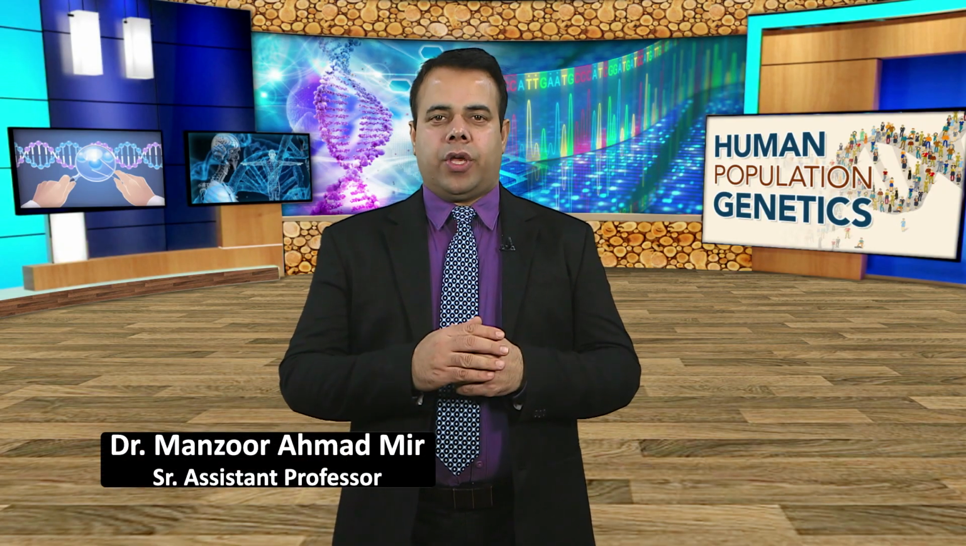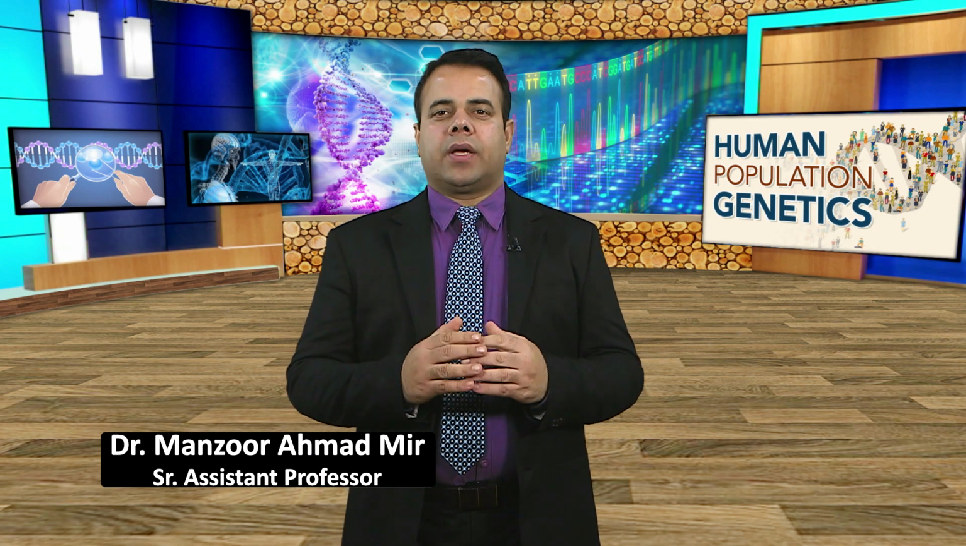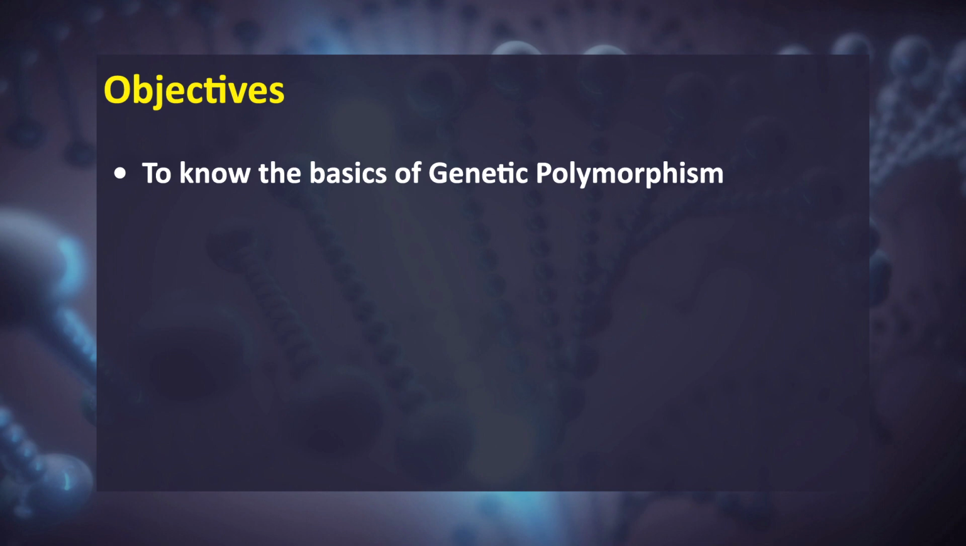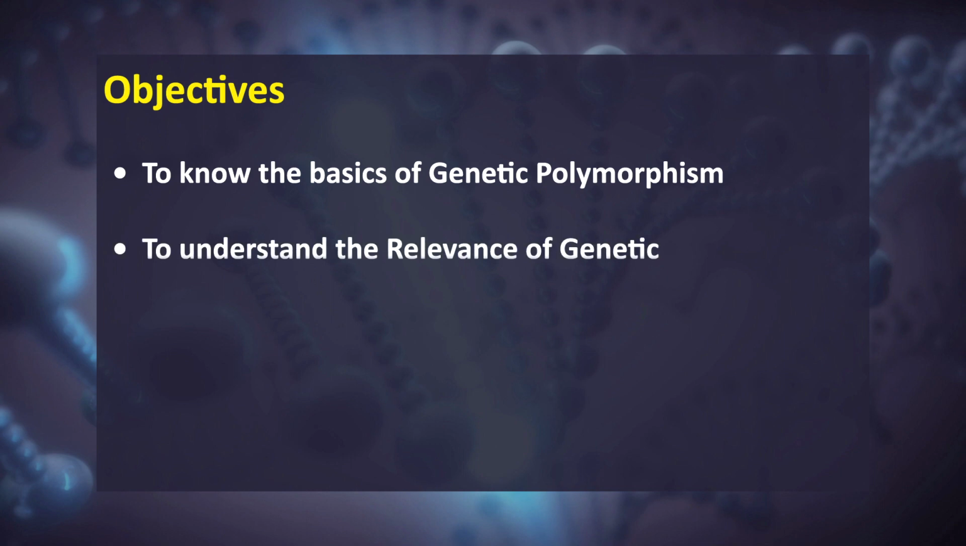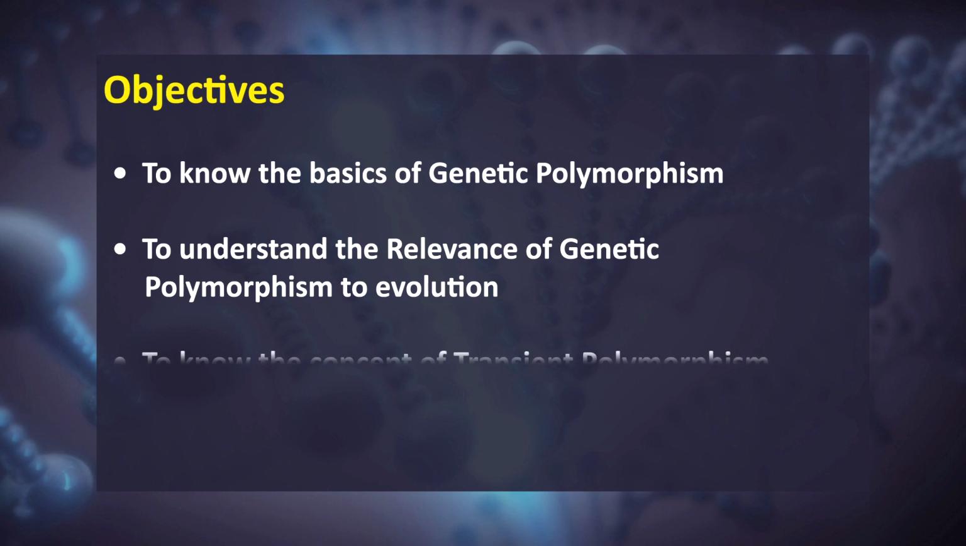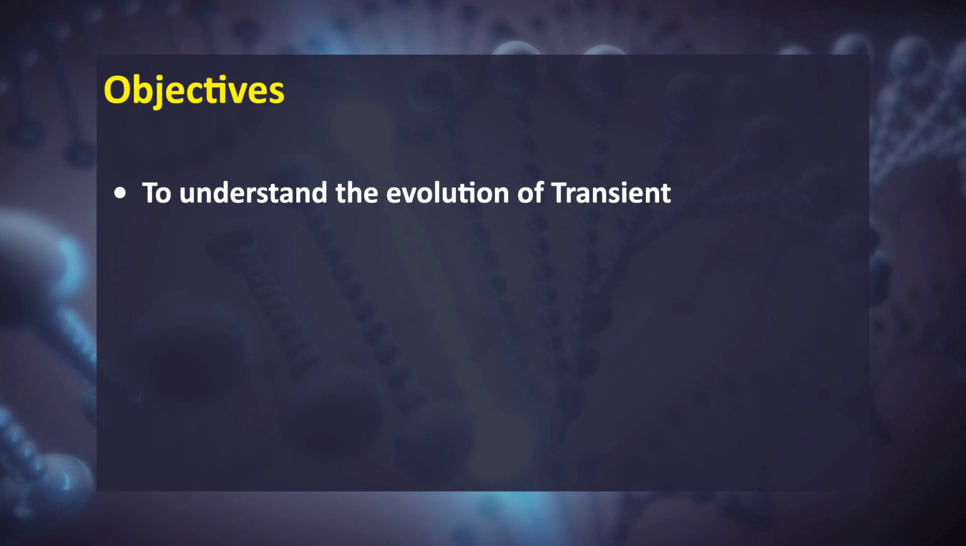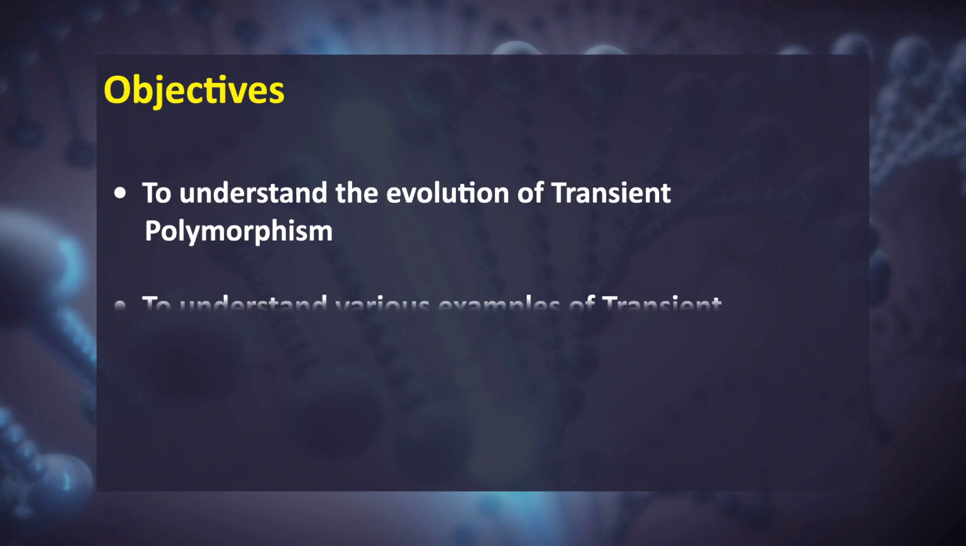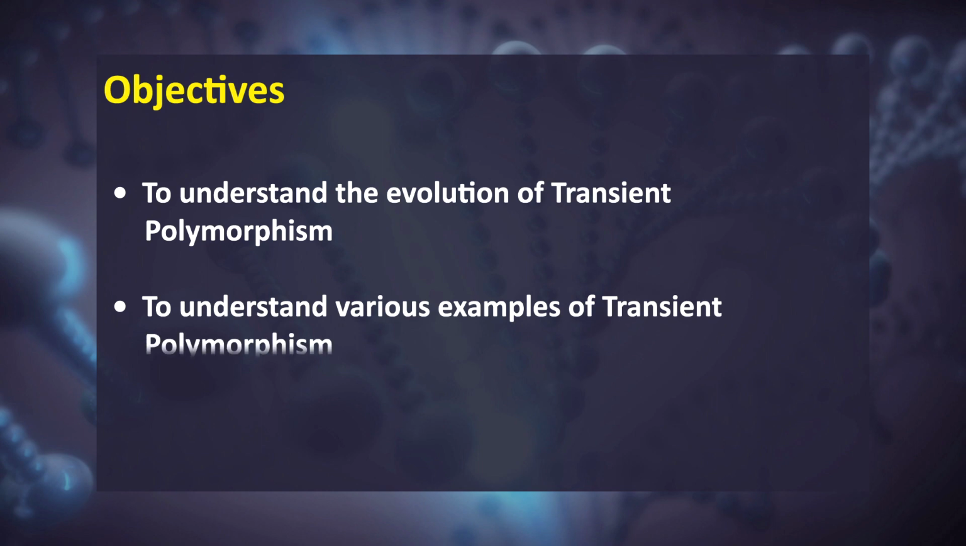Today we are going to discuss the topic transient polymorphism. The main objectives of today's lecture are to know the basics of genetic polymorphism, to understand the relevance of genetic polymorphism to evolution, to know the concept of transient polymorphism, to understand the evolution of transient polymorphism, and finally to understand various examples of transient polymorphism.